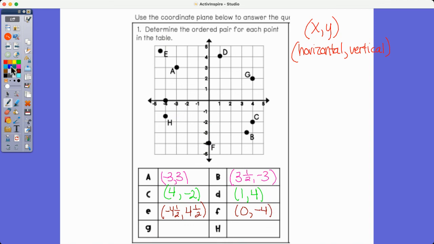Okay, last one. We have G. We're going to go over 1, 2, 3, 4. And up 1, 2. And H. H is over here. Go -1, 2, 3, -4. And down -1 and a half.